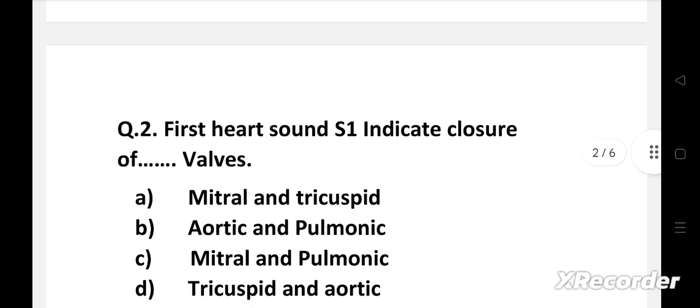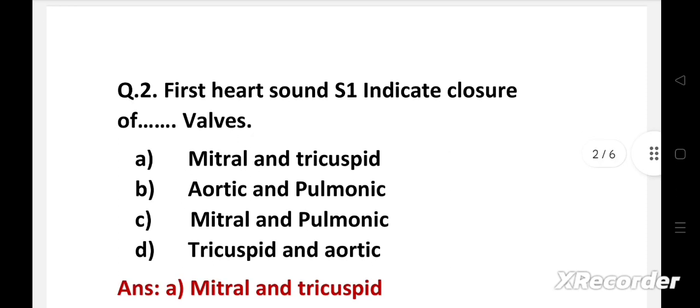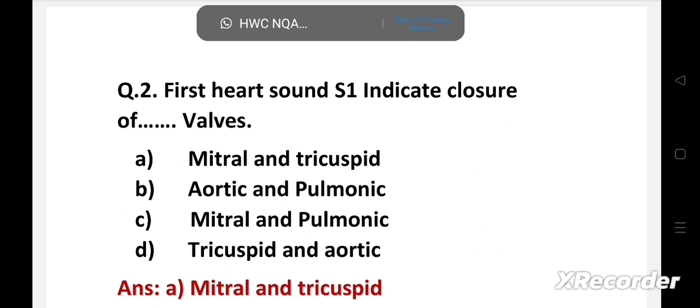Next question. First heart sound S1 indicates closure of dash valves. Option A, mitral and tricuspid; B, aortic and pulmonic; C, mitral and pulmonic; D, tricuspid and aortic. Right answer is option A, mitral and tricuspid.